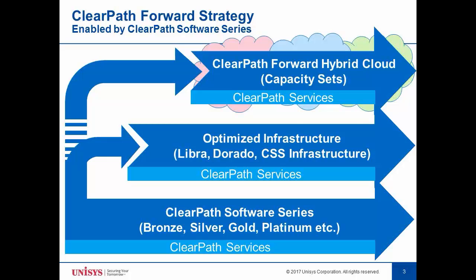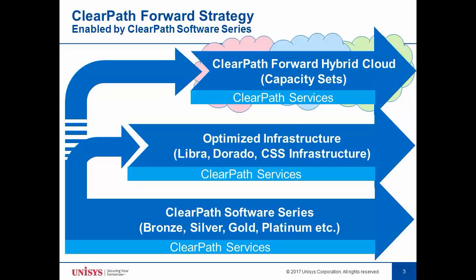And into the future, our forward-looking strategy is obviously ClearPath Forward Hybrid Cloud. That is where we are headed, and it is all enabled by the ClearPath software series, the first stage of which was moving to Intel. All of our products are underpinned by a rich set of ClearPath services, and as we move further into cloud environments, whether it's private cloud environments or hybrid cloud environments, you will see the products will change from platform type names to what we call capacity sets.